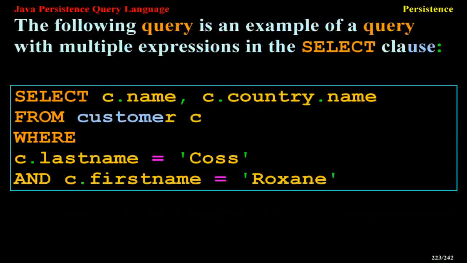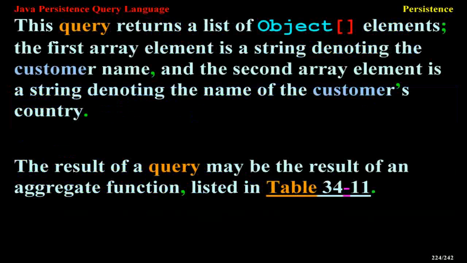SELECT c.name, c.country.name FROM customer c WHERE c.lastname = 'Coss' AND c.firstname = 'Roxanne'. This query returns a list of Object elements. The first array element is a string denoting the customer name, and the second array element is a string denoting the name of the customer's country.